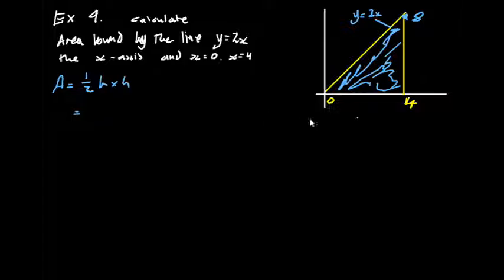So my base is going to be 4, times 8, so I should have 16. So that's just by working it out by geometry, or just by the formula of a triangle.